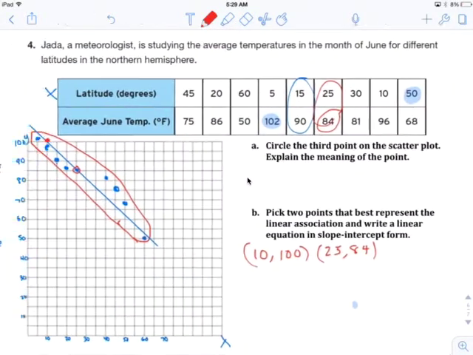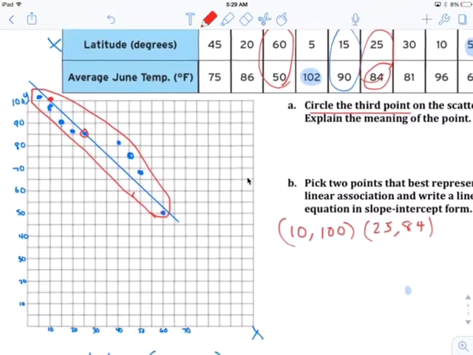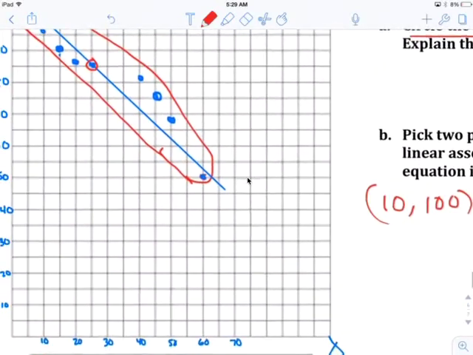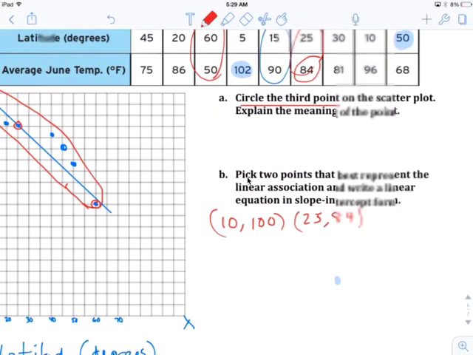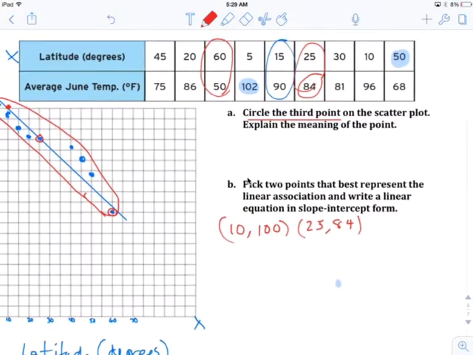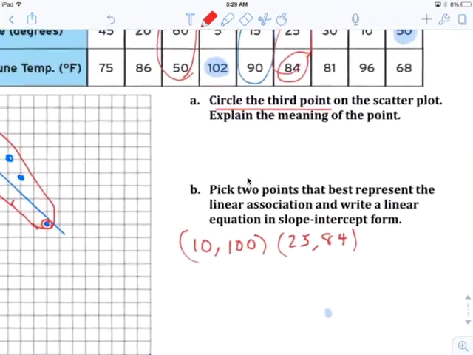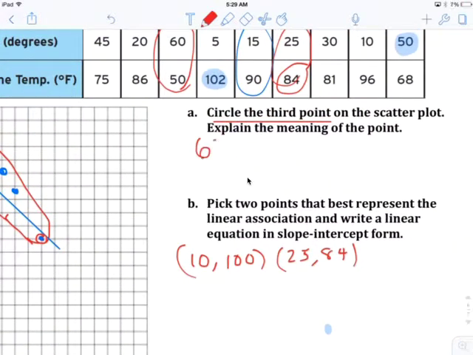Okay. They say circle the third point on the scatter plot. Okay, this is my third point. 60 and 50, or 60 and 50. Oh, right here. That's the third point. Explain what it means. Okay, 60 means 60 degrees latitude. 60 degrees latitude.